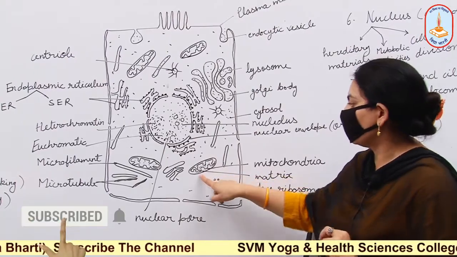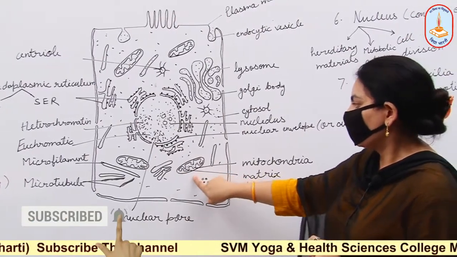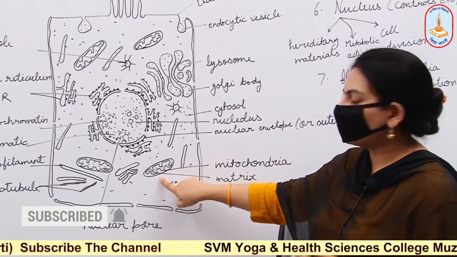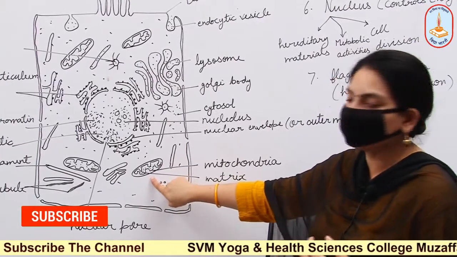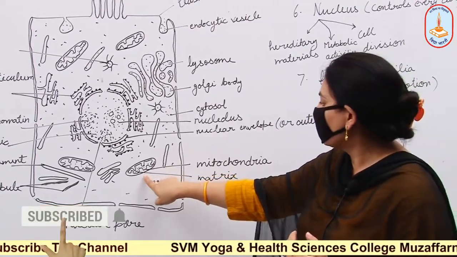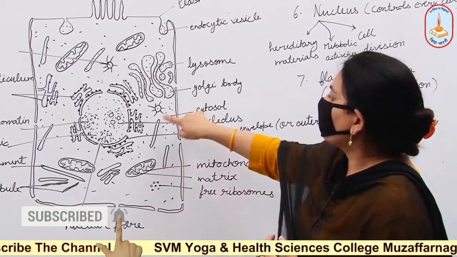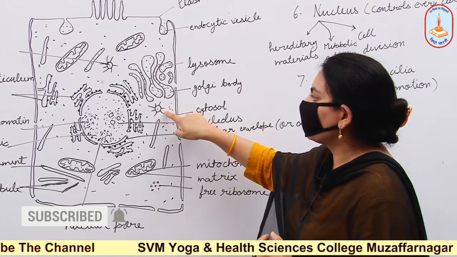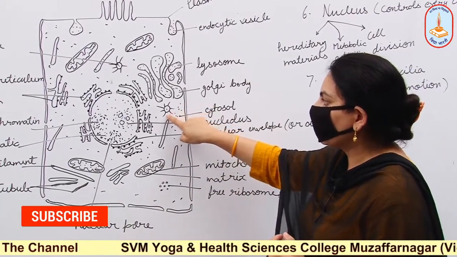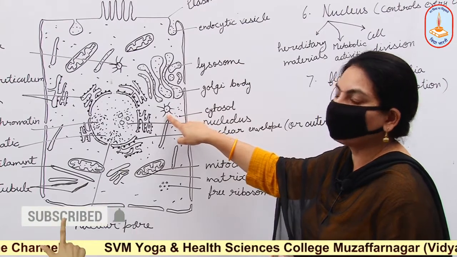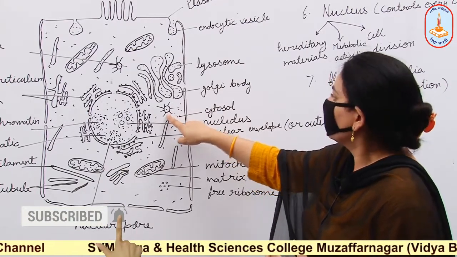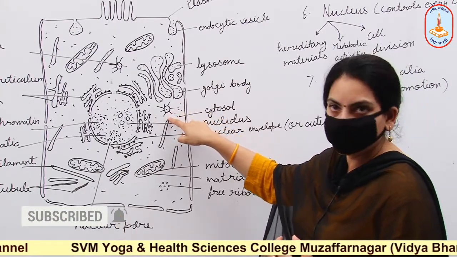Now, mitochondria. Mitochondria, as we know, give us energy. It is also known as the powerhouse of the cell. Inside the cell, some centrioles are also present that help in the formation of spindle fibers and help in cell division.